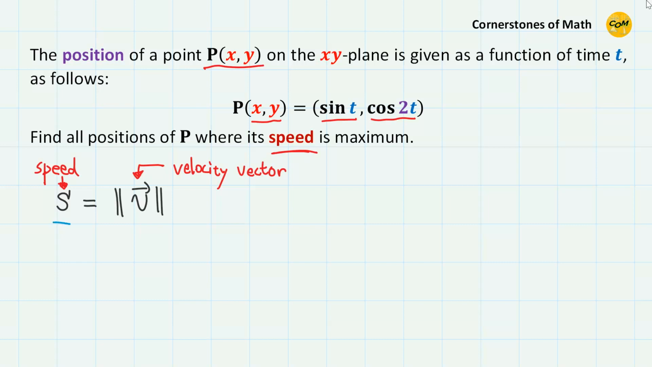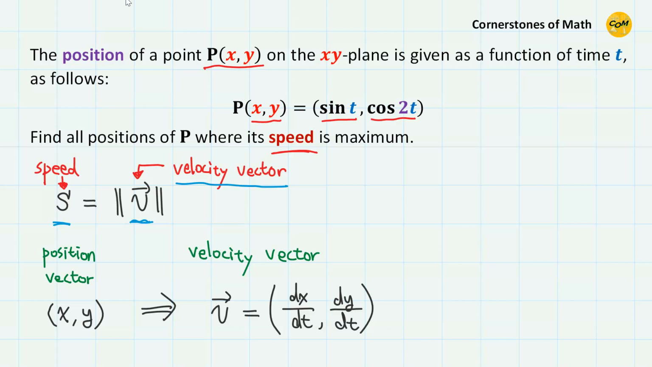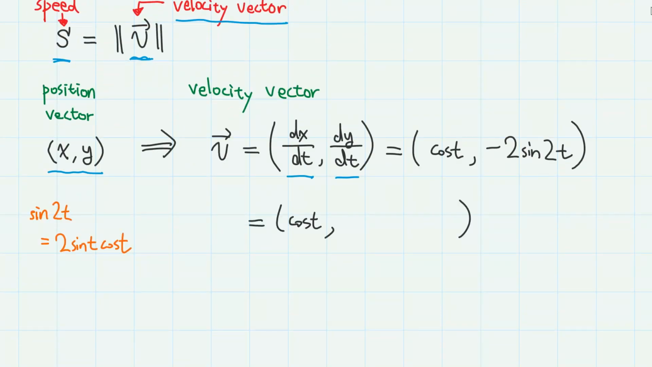First of all, the speed s of point P is defined as the magnitude or norm of the velocity vector v. So first we need to find the velocity vector. The velocity vector can be obtained from the position vector x, y by differentiating each coordinate with respect to time t. So using the given position vector, the velocity vector is given as cosine t, minus 2 sine 2t. And here, using this trigonometric identity, let us express this coordinate as minus 4 sine t cosine t.